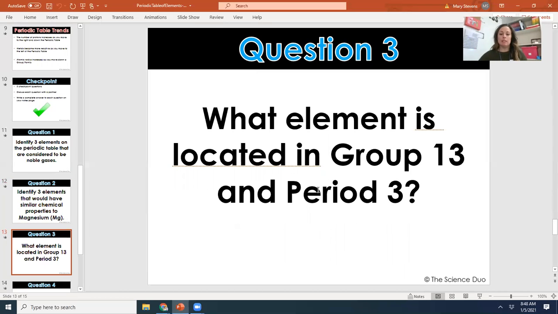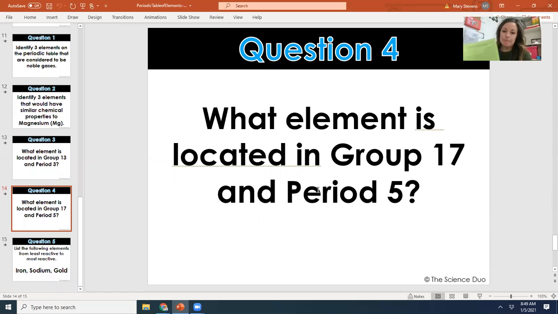What element is located in group 13, period 3? So this is kind of like a search and find. You're going to go across 13 and down 3. Here we have 1, 2, 3, 4, 5, 6, 7, 8, 9, 10, 11, 12, 13, and down 3, 1, 2, 3. Located in that spot on the periodic table, you would find gallium.